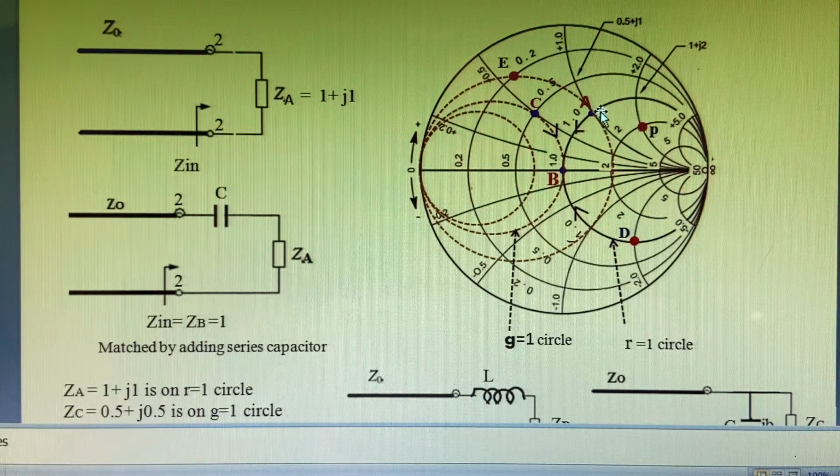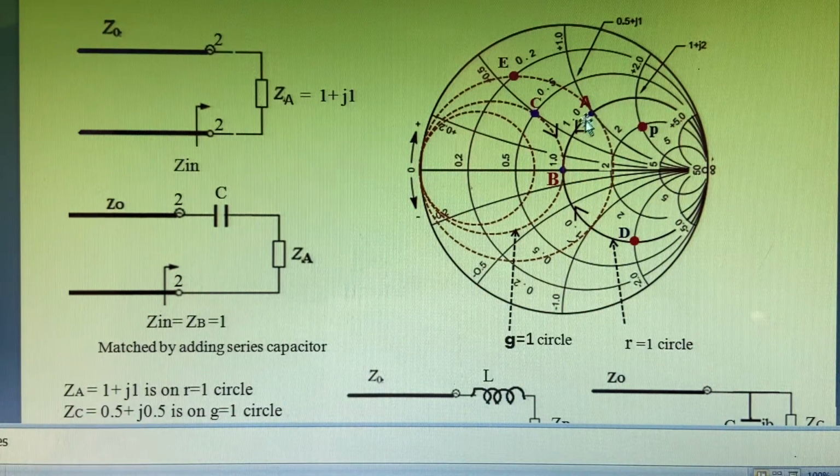That is, moving on a resistance circle in the anti-clockwise direction adds the capacitor. The value of C we can find using the equation that we discussed in the previous topic. So using that equation we can find the value of C. So the impedance match we will be getting like this.